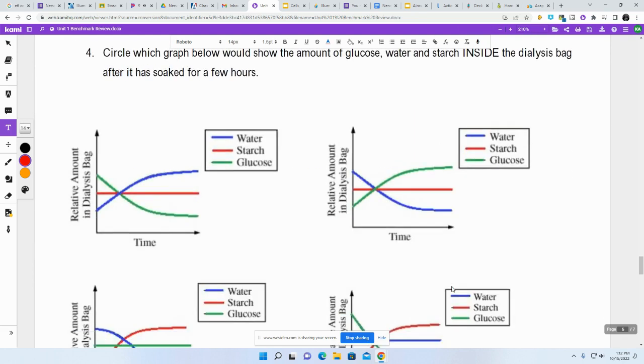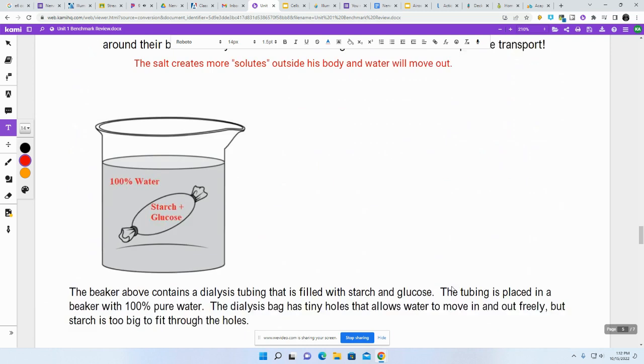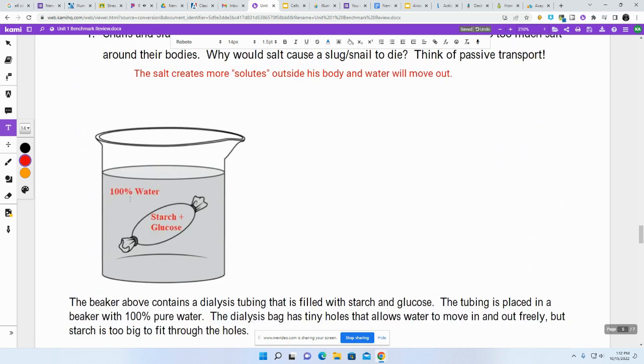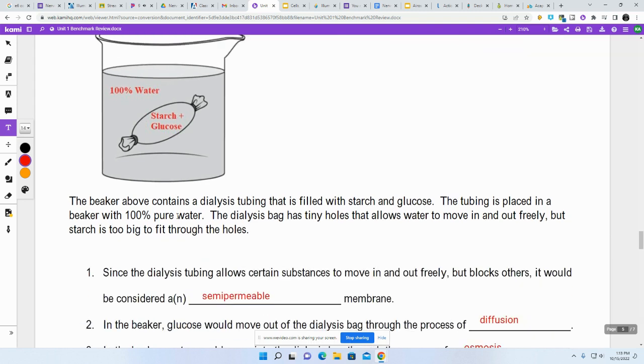All right, now the graph. Which graph is it? Water is going to move into the bag from high to low concentration. Glucose is going to move out of the bag from high to low concentration. So the amount of water in the bag is going to go up. The amount of glucose in the bag is going to go down because it's moving out. Starch, on the other hand, is going to stay the same because it can't get out. Whatever you start with, you're going to have the same amount of starch inside that bag.